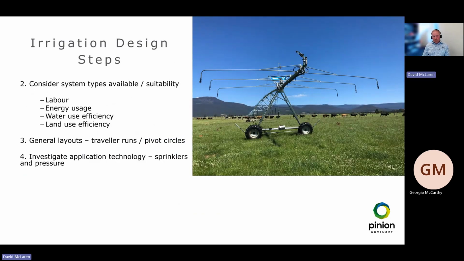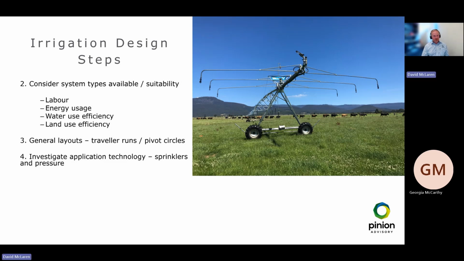So we're going to continue on through the irrigation design steps. We'll now jump into the next one, which is to consider the system types available and their suitability. That means access to labour, energy usage, water use efficiency, and land use efficiency. Once we've considered the irrigation system type and the implications of all of those things, like how expensive it is to operate with labour, how expensive it is to operate with energy, water use efficiency, how well the system puts down water, land use efficiency, etc. We all know there are different types of irrigation systems. There are fixed sprinklers, there are towable laterals, there are centre pivots, but by far, centre pivots are the most efficient when it comes to labour and energy of all the systems out there.